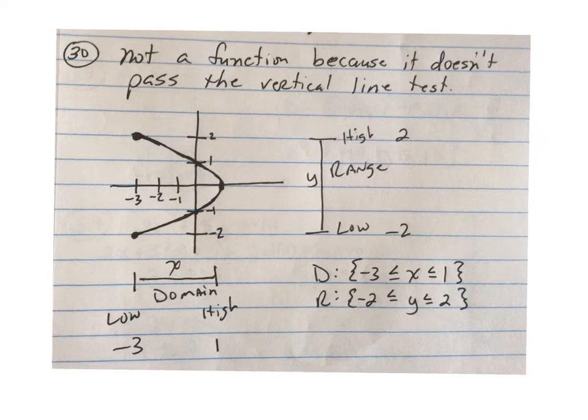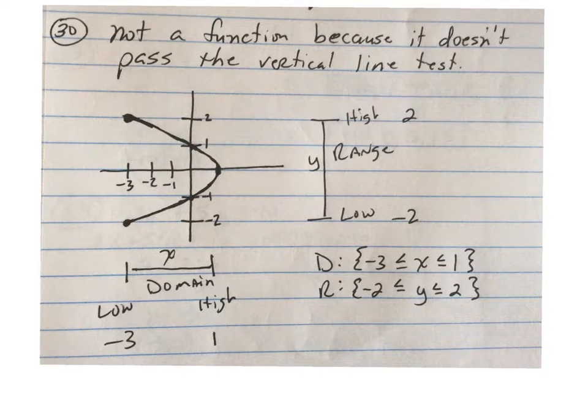On number 30, it is not a function because it doesn't pass the vertical line test. So if you were to pick an x value, like here at 2, 2 would have two y values, so each x would have more than one y value. Now, it also asks you to do the domain and range. Well, if you notice, this is what I did.